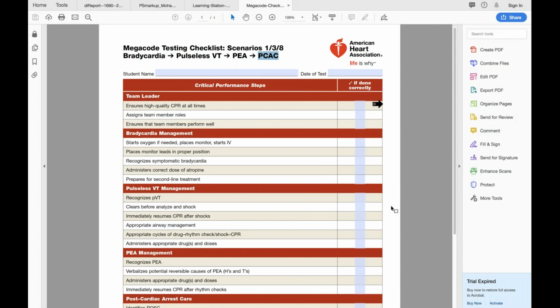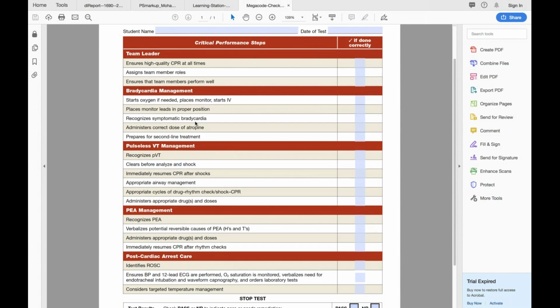How will we tick as examiners? Let me show it to you. Here are the things to tick. At the bradycardia stage: did he start oxygen? Did he place the monitor in the proper positions? When you say MUSI 12, it will save you in these two.